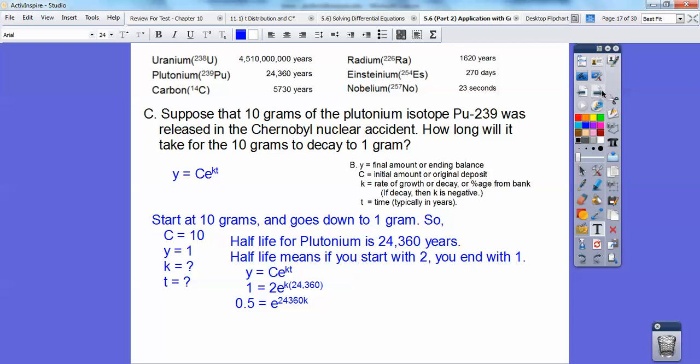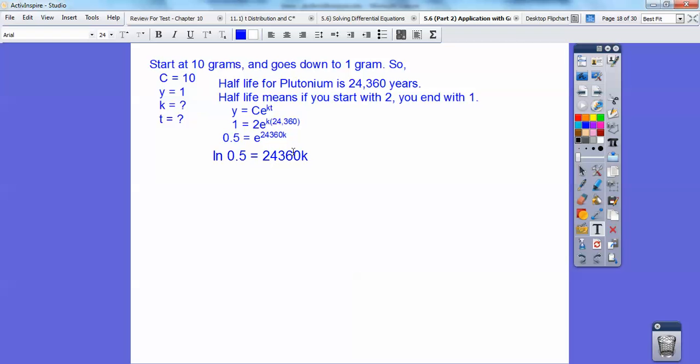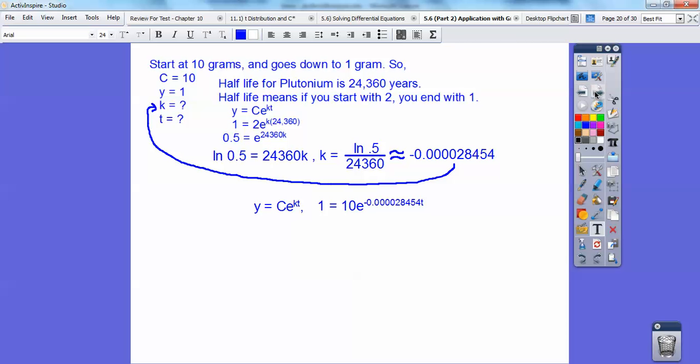So the natural log of 0.5, I did that right here, equals, okay, the natural log of this is just the exponent, 24,360k. Then I'm going to divide both sides by 24,360, and it gets me k to be negative 0.00002854. So this k right here now goes right here, okay? And then I can go ahead and plug it into this formula. I have everything to plug into the formula right there.